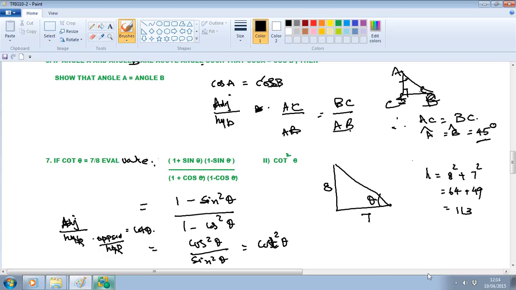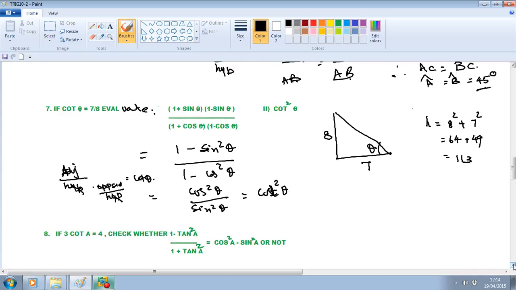I have worked it out separately again. So the problem is simply equal to cot square theta, where cot theta is 7 by 8. 7 by 8 whole square is equal to 49 by 64, which is the answer. So we can put values, and also try the other method.